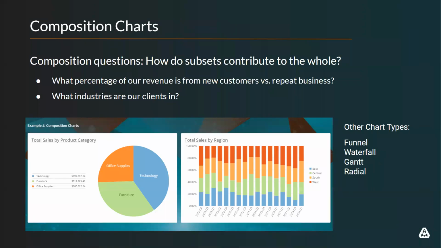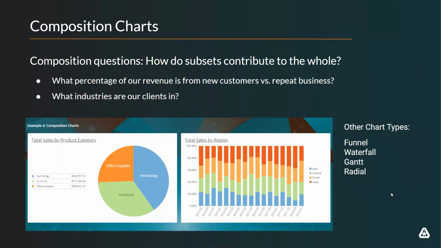Okay, so the next chart type would be composition charts as well. So these are asking, how do subsets contribute to the whole? And one thing about composition charts that I would like to call out is they're very similar to comparative charts, but the big difference is asking that comparative to the whole amount of information. So example questions are, what percentage of your revenue is from new customers versus repeating, or what industries are our clients in? And I used a pie chart here, a good old American pie chart, and love it.